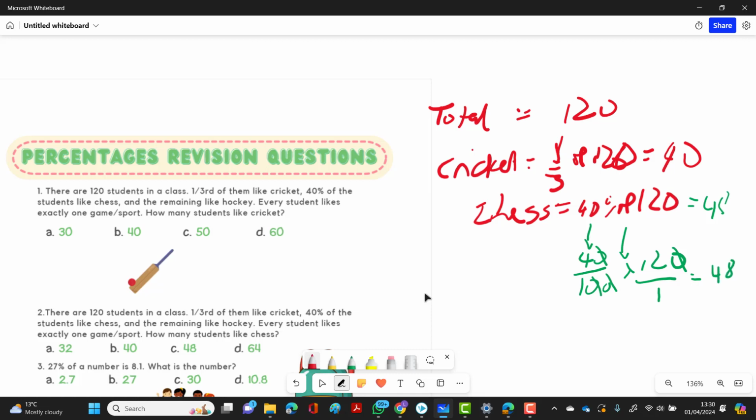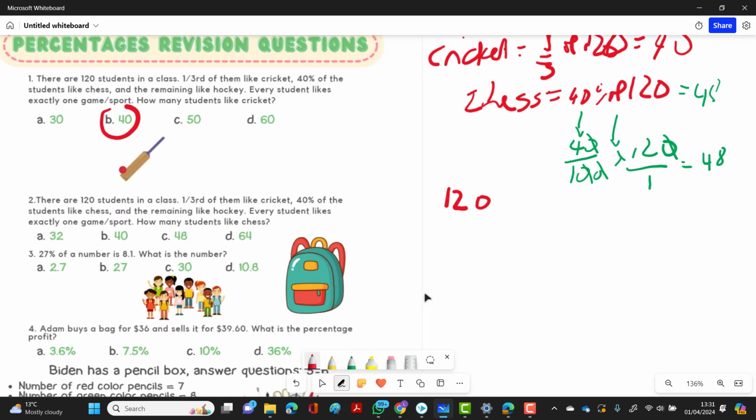And the last ones like hockey. Every student likes something, so you do 120. How many students like cricket? It's already done, so it's B. Same question again: how many kids like chess? Well, chess we got was 48, so number 2 should be C.